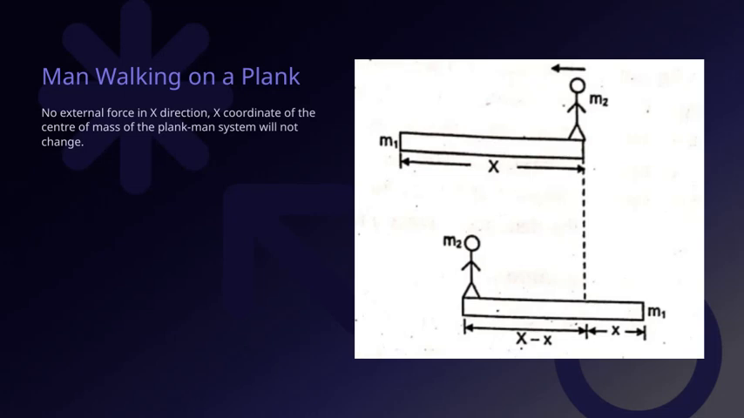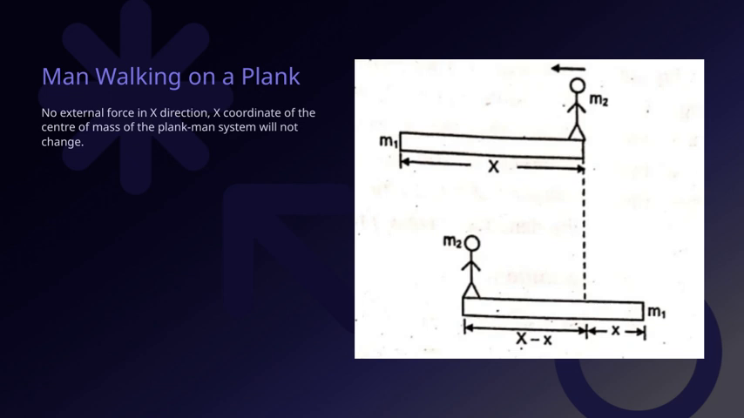No external force in the x direction, so the x-coordinate of the center of mass of the plank-man system will not change. This means that if there are no forces pushing or pulling along the horizontal axis, the overall horizontal position of the combined system remains constant. In other words, the center of mass won't shift left or right. It's an important point because it highlights the principle of conservation of momentum in the absence of external forces.